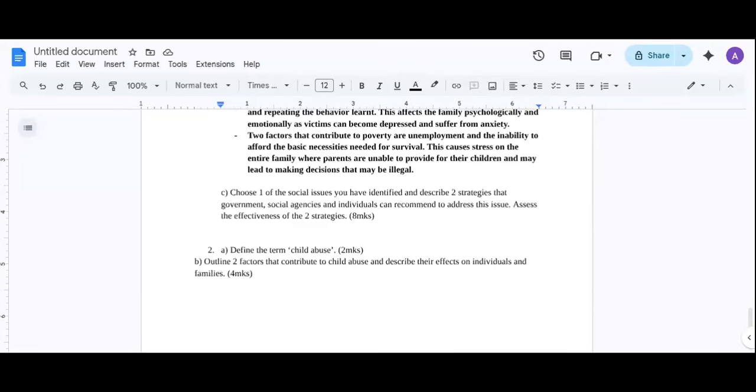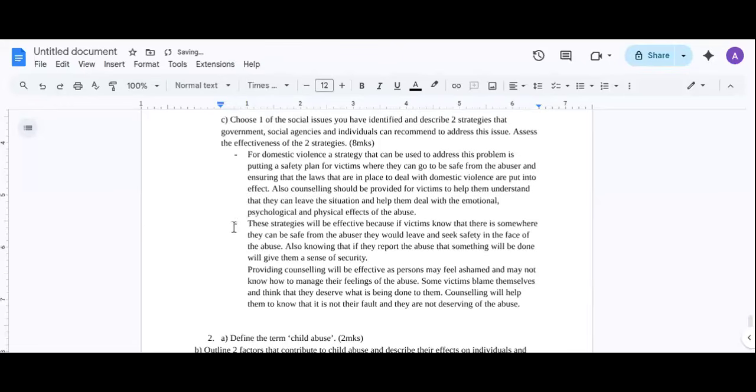Yes, Shakila. Go ahead in the meantime. One of the social issues could be teenage pregnancies, and one of the strategies that the government and the individuals can recommend is sex education, where they teach them to have safe sex and they teach them the outcomes of having unprotected sex. Yeah. All right.